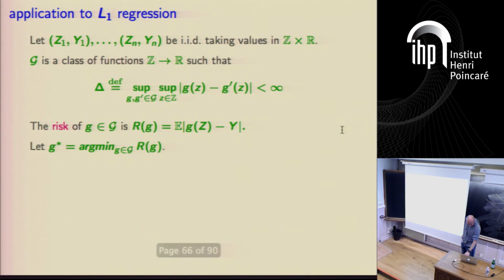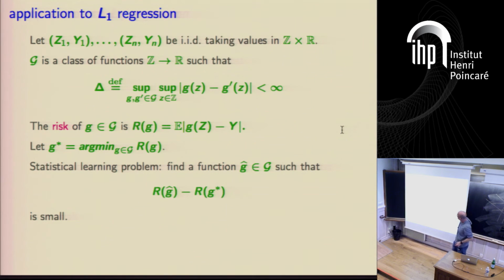So here's one application. This is for L1 regression, and it's L1 because things come out nicely. Let's say we have these IID pairs of random variables. These Z's are the observations and Y's are the real-valued response variables. And we have a class of candidate functions, the functions that we want to use to predict Y. So we want to choose a function g such that g of Z is close to Y.